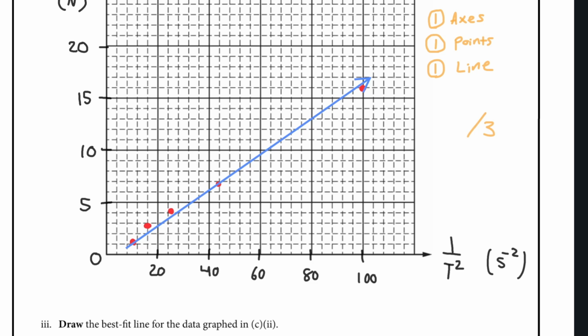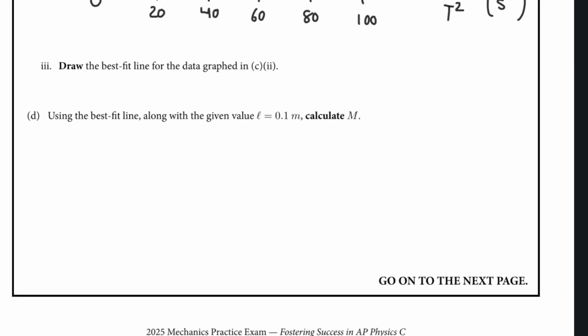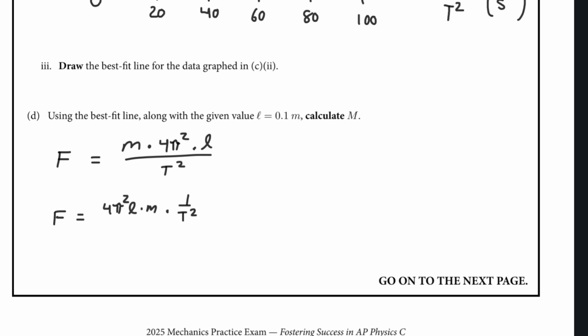So using the best fit line, along with our given value of the length of the string, calculate M. So our formula says that the force is equal to M times 4 pi squared times L divided by T squared. And as a result, this means that we could write F is equal to 4 pi squared L times M times 1 over T squared. So as a result, if we graphed F versus 1 over T squared, the slope would be equal to 4 pi squared L times M.